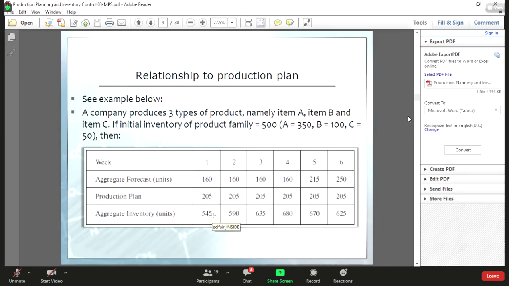Yes, clear, sir. Good. After that, this is our stock. In period 2, we decide to produce 205. So in total, we will have how many? 750. The requirement is only 160. So at the end of period 2, we will have 590, and so on. You can trace it by yourself.